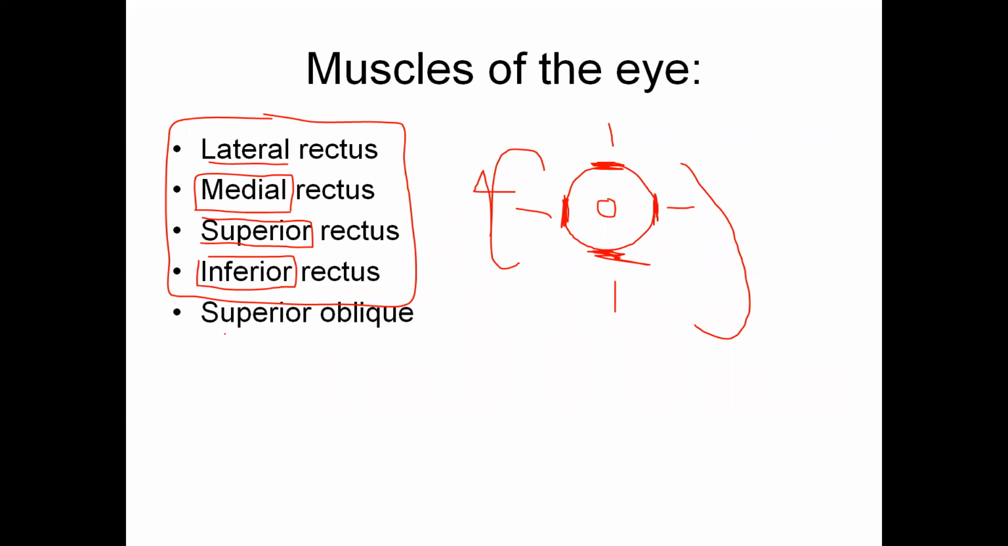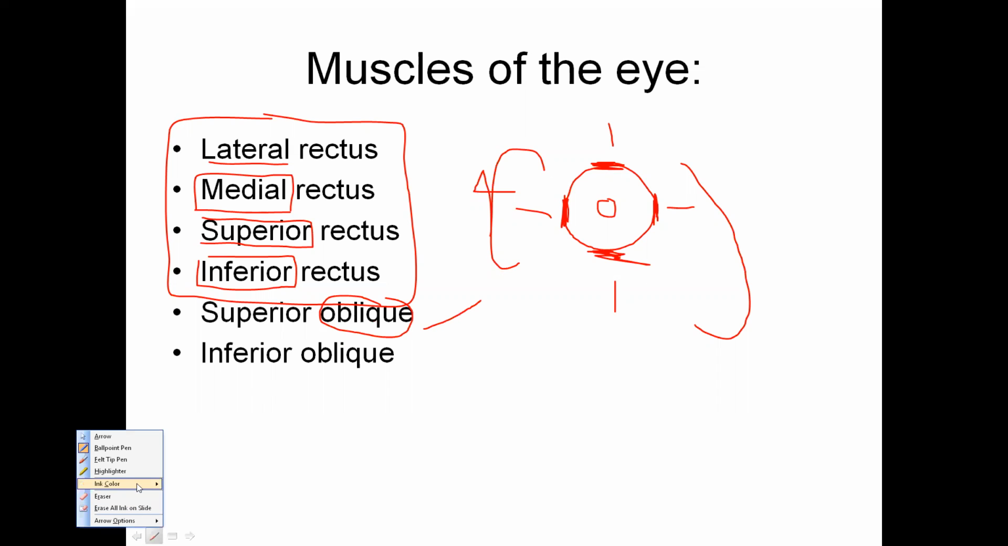Then you have the superior oblique and the inferior oblique. The word oblique is kind of a fancy word for diagonal. These oblique muscles are located on top and bottom, right? So superior, which is up here, but they curve. That's why they get the oblique name. And the inferior also curves.